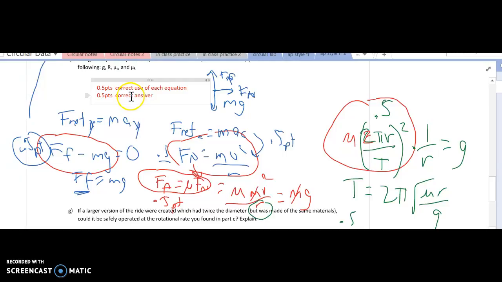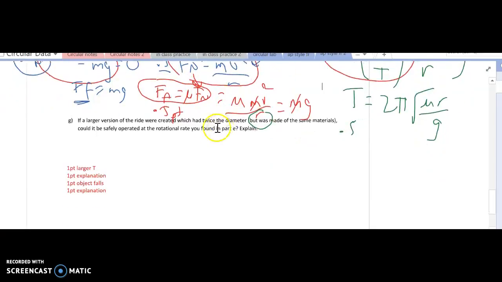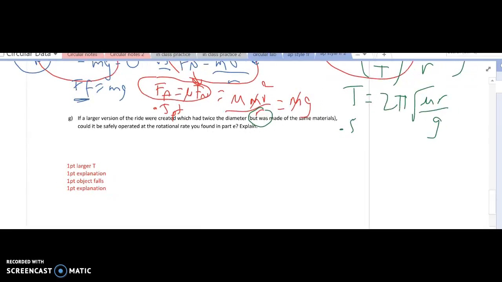If you don't have those equations written down somewhere, you wouldn't get the points. Again, the last one you got half a point for. And our last point, we have your explanations. Is it safe to operate? Essentially, you get 1 point for saying no, this wouldn't be safe because the object would fall.